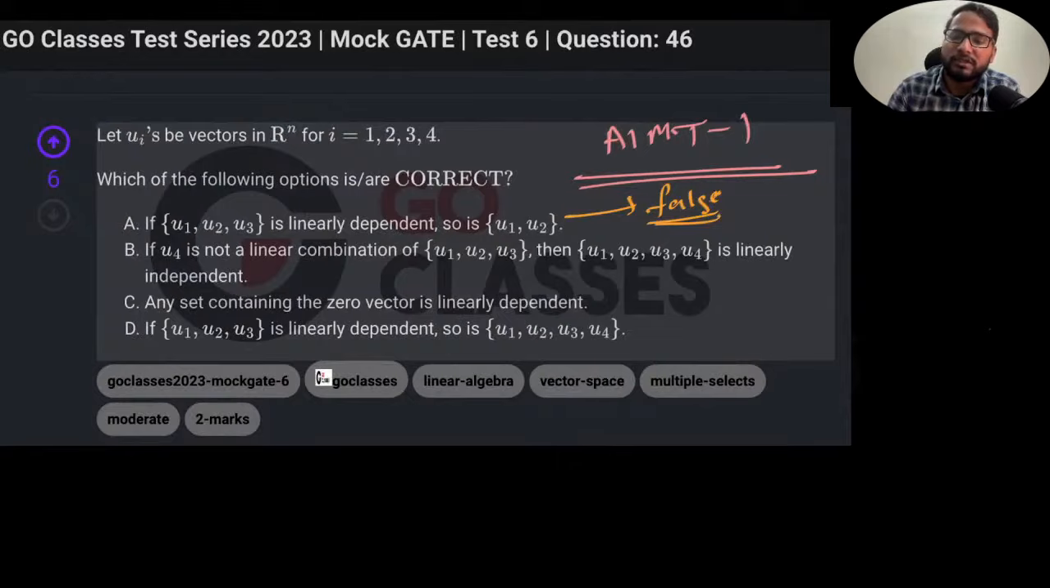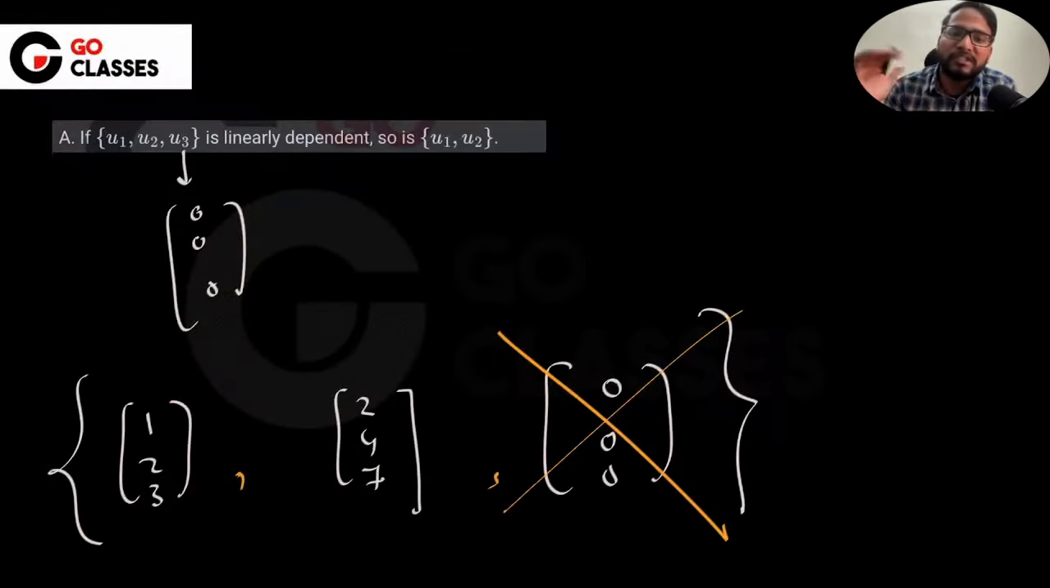Let me know, have you understood this? Take this example where U1 is this, U2 is this, and U3 is this. Take this example and let me know if you have understood. Cool.